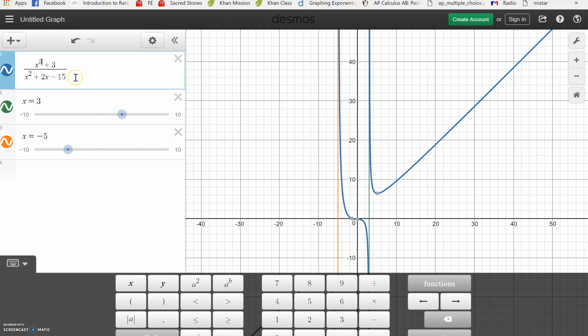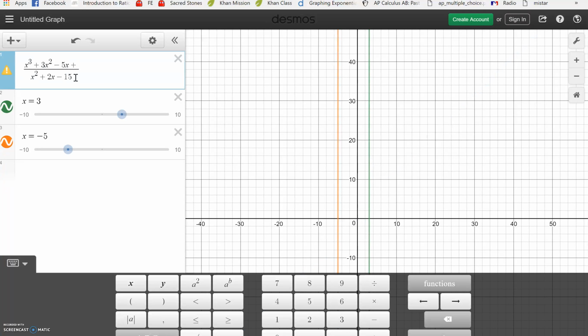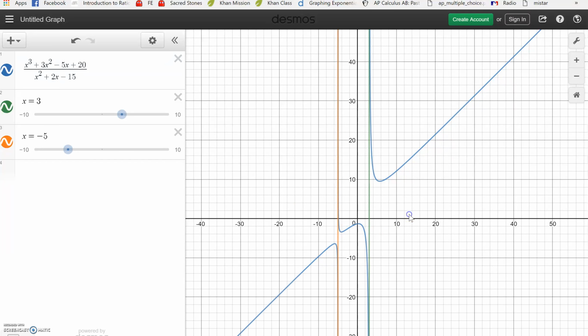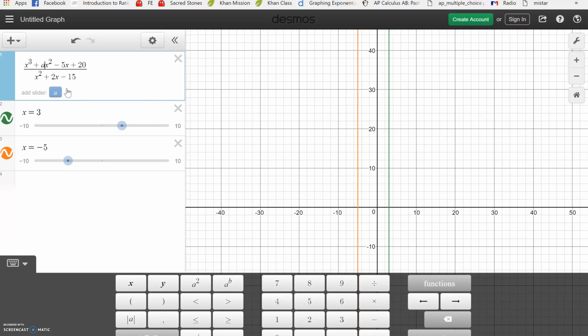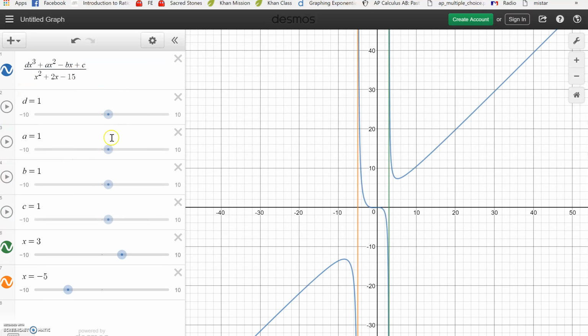I could do a cubic, let's do x cubed plus 3x squared minus 5x plus 20. Okay, and the graph changed all over the place, but it doesn't matter. The vertical asymptotes are still the same. I think the best way to look at this is also with sliders. So let's put some sliders in and we can kind of see. So I'll make that A, make that B, make that C, and then I'll call this D. Okay, and then I'll put sliders on everything.